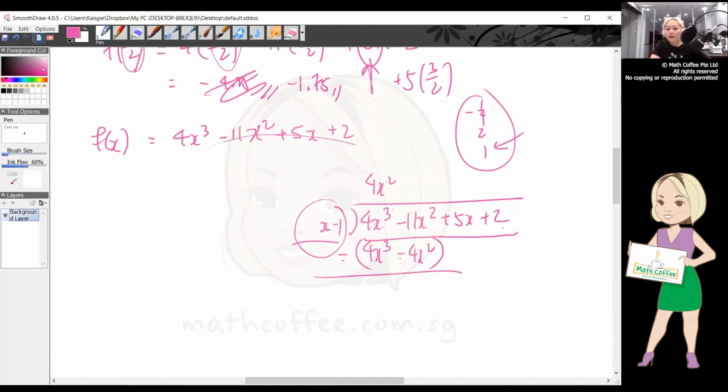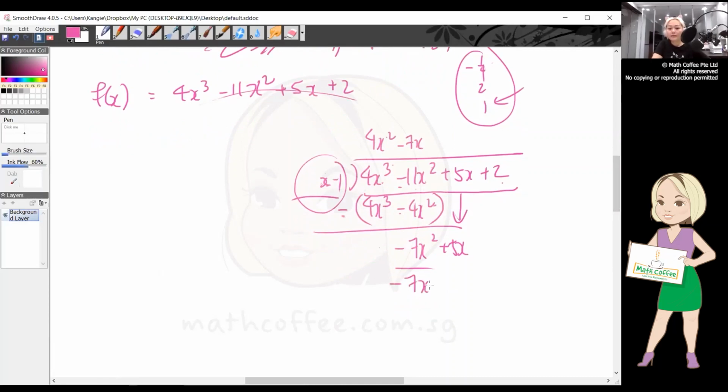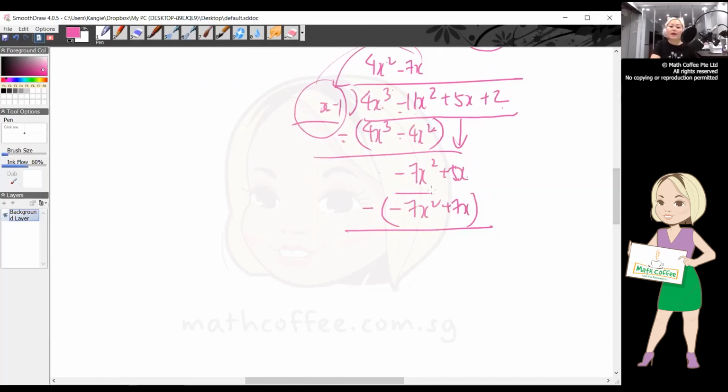So now I have 4x cubed minus 4x squared. Of course, the first one is definitely 0. Minus 11x squared plus 4x squared will be minus 7x squared. Bring down the next term, plus 5x. So now what times x will give me negative 7x squared? It will be minus 7x. So multiplying, I get minus 7x squared, and then plus 7x. Again, put minus and a bracket. First term will definitely be 0. So 5x minus 7x will give me minus 2x. Bring this down, so it's plus 2.